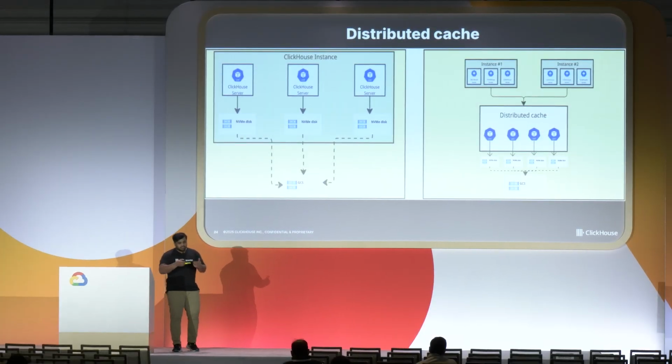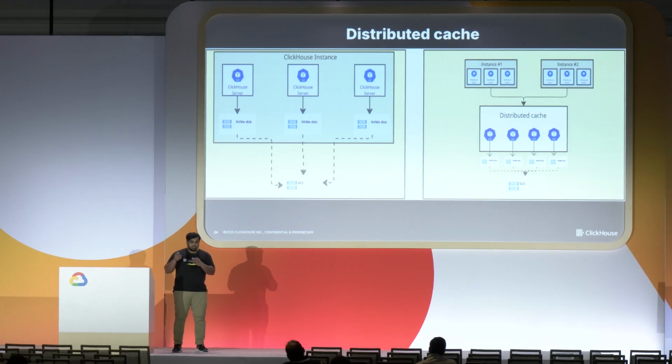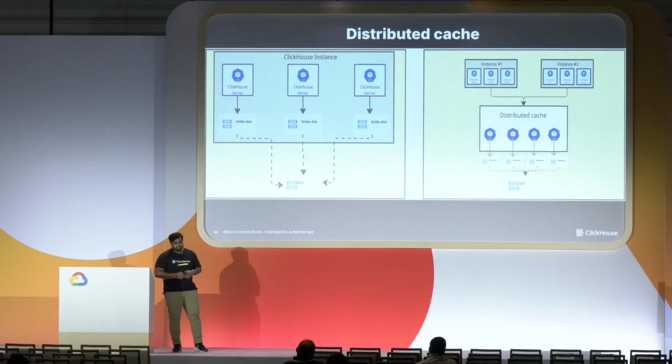And different customer instances now share the same distributed cache. Underneath the hood, this distributed cache is another ClickHouse instance that is serving up this data. And ultimately, this data is, again, still persisted in GCS. In this new architecture, instead of getting the data from the local NVMe cache, the customer instances will now talk to the distributed cache.